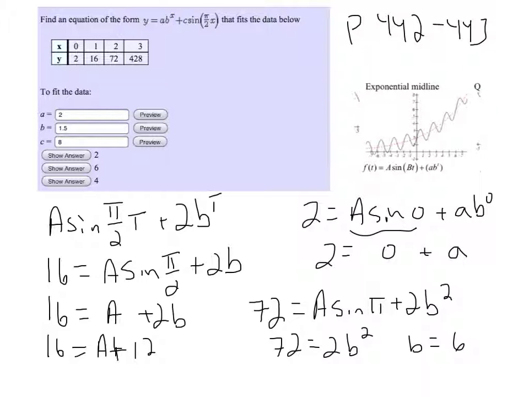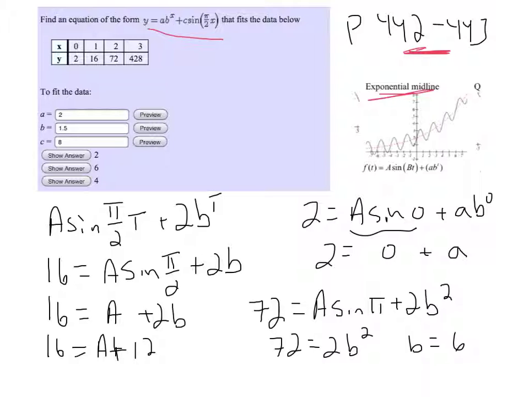So looking at this one, when they tell me that I should use this model, that's looking like the exponential growth, or the exponential midline. So if you look on page 442, I think is where I got this picture from. What they show in the example in the book is just to substitute in values from the table into that model, and you'll be able to come up with an equation. So what I did is I looked at this model, and I said, okay, so what happens when x equals 0?